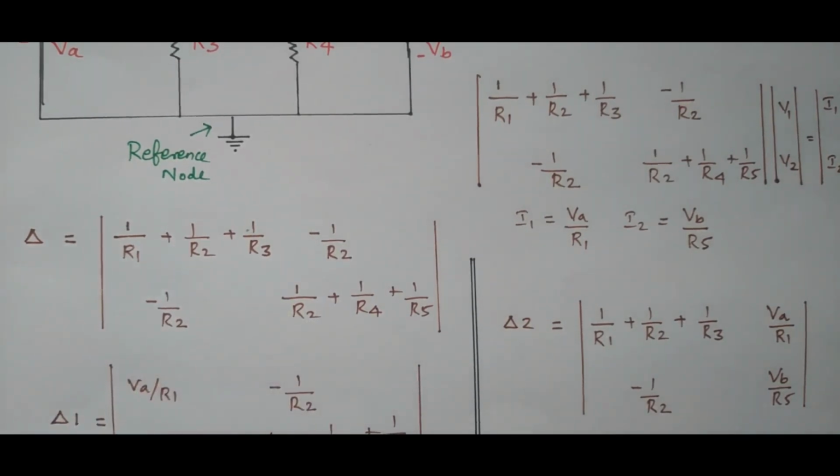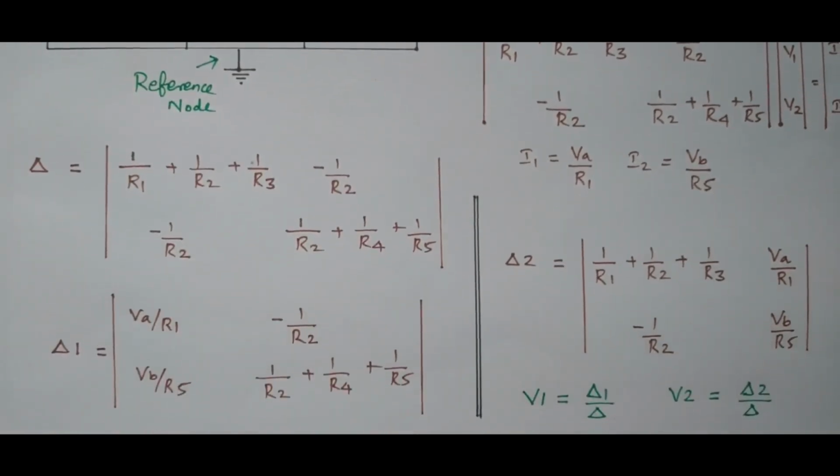Then we have delta 1 and delta 2. What are delta 1 and delta 2? If the first column is replaced by the current, what is the current? I1 and I2, known as VA by R1 and VB by R5. So the first column replaced by the current matrix is delta 1. If the second column is replaced by the current matrix, that is delta 2. So delta is nothing but the resistance matrix. Delta 1 is the resistance matrix with the first column replaced by the current matrix. Delta 2 is the one with the second column replaced by the current matrix.